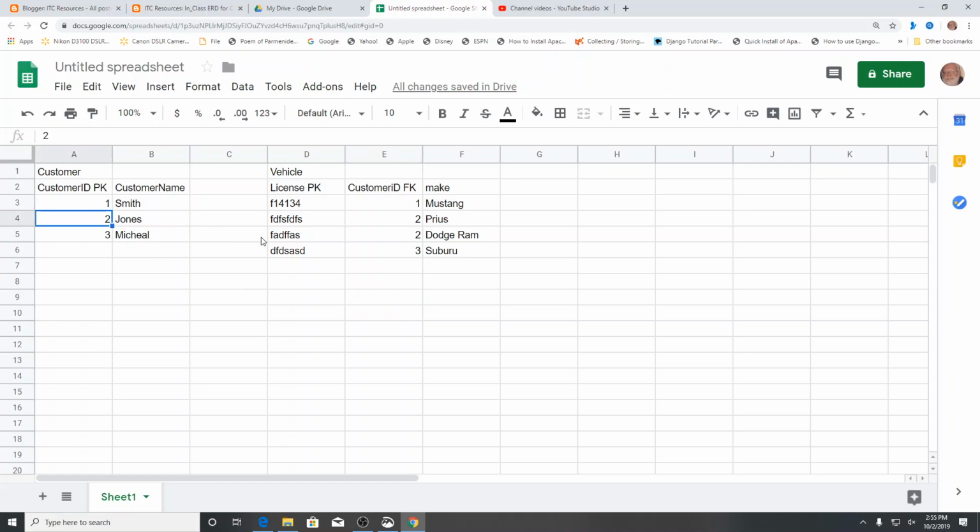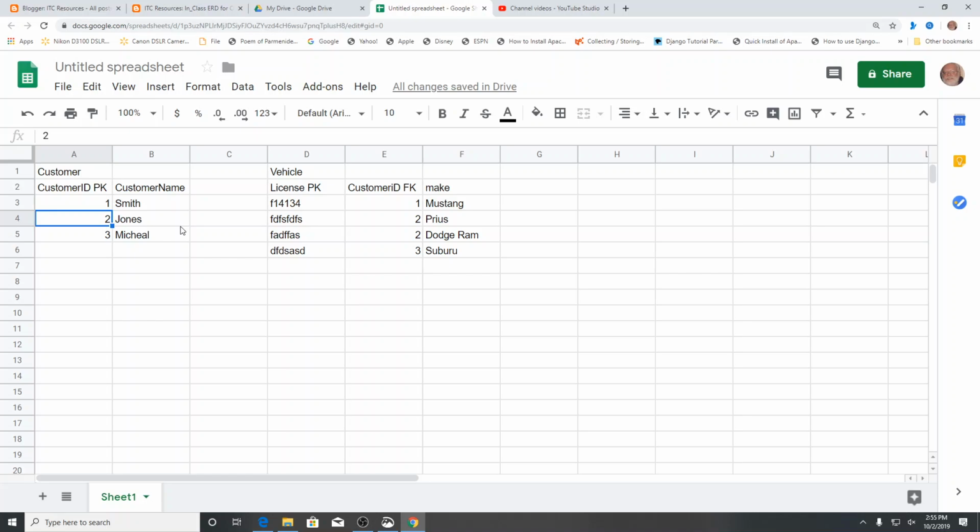Jones has 2 cars, so notice the 2 repeats. He has a Prius and a Dodge Ram because he's schizophrenic or whatever. Likes gas guzzlers and gas savers. So this 2 is repeated twice, but both of them refer only to Jones, right? Again, the foreign key always refers you back to a primary key in the other table.